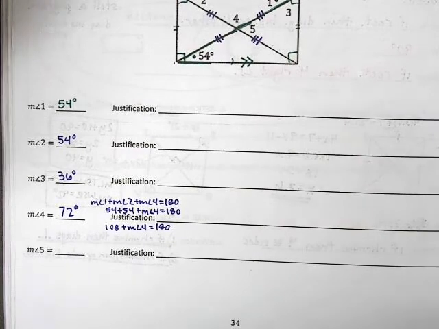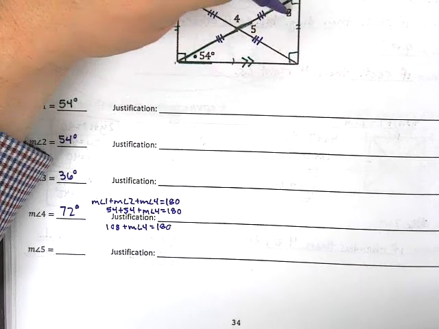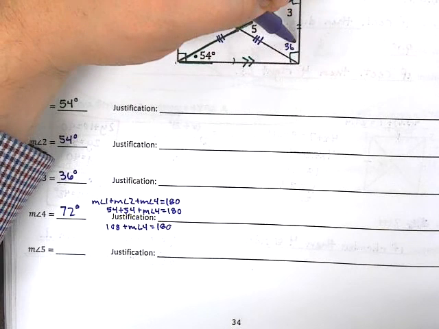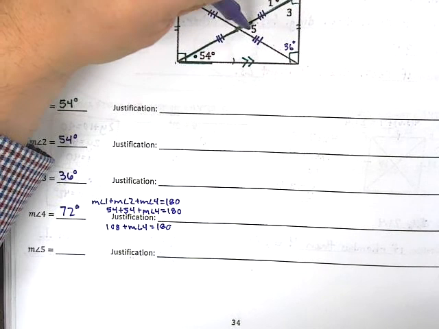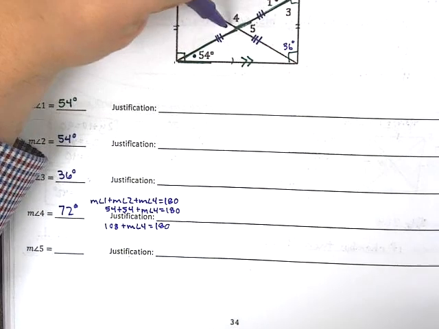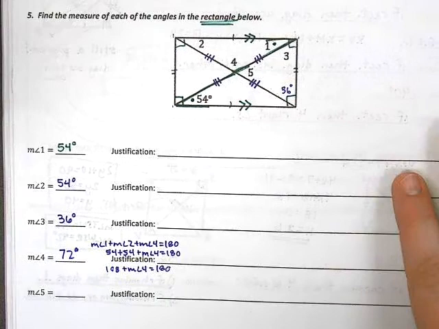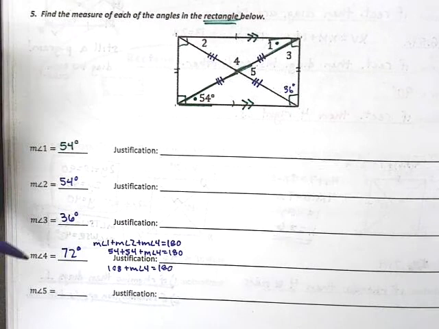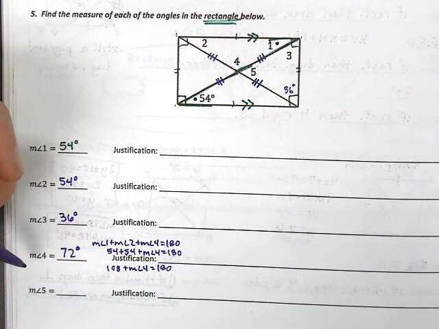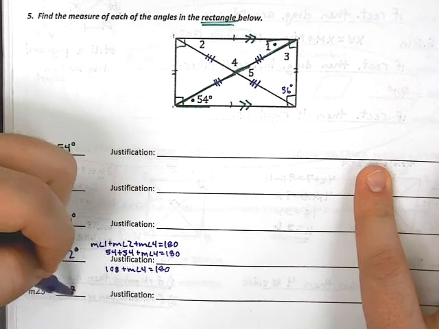You could do the exact same thing with angle 5. You could say, well, this is 36 and this is 36, and so you know that these two, if you take them away from 180, you'll get angle 5. But I would just say, what's true about angle 4 and angle 5 from our picture? Angle 4 and angle 5 have to be supplementary angles. So if you know angle 4, you know angle 5 is 180 minus that. And 180 minus 72 is 108.